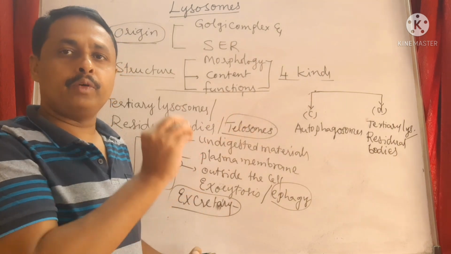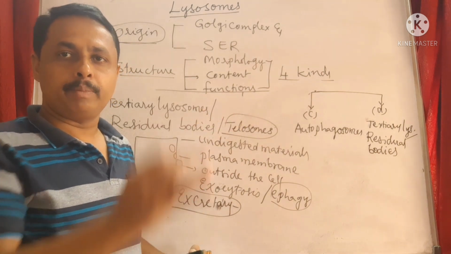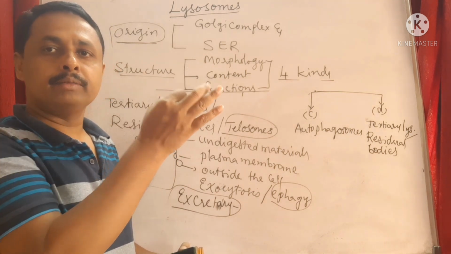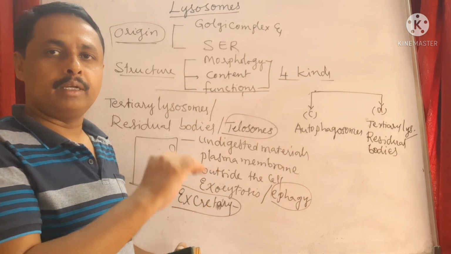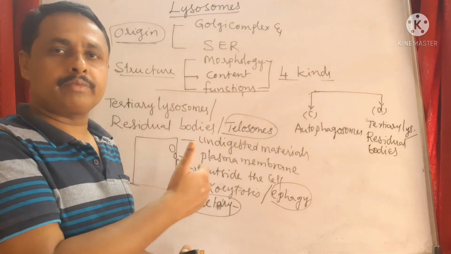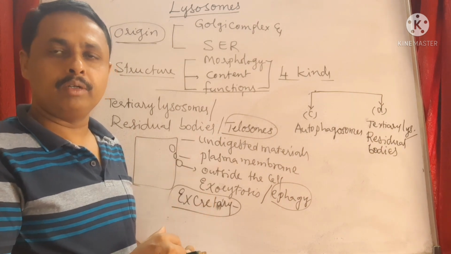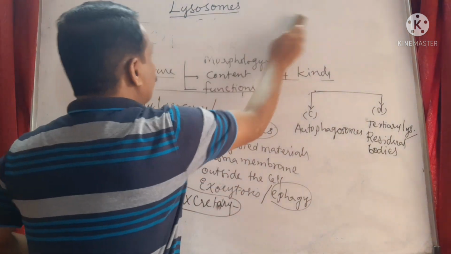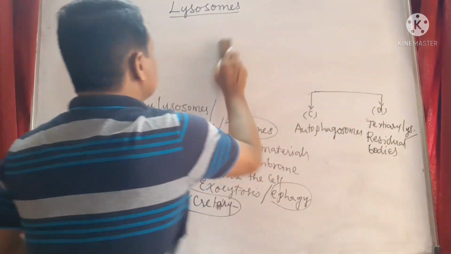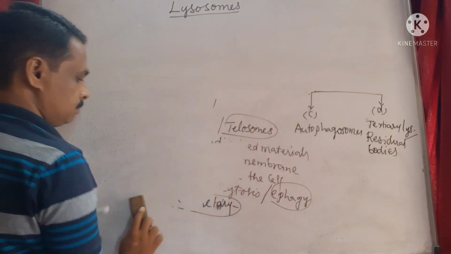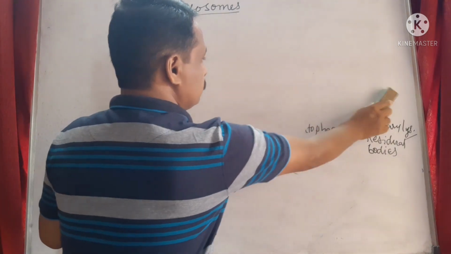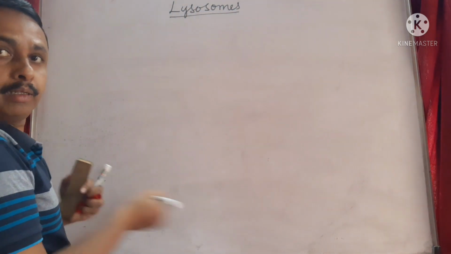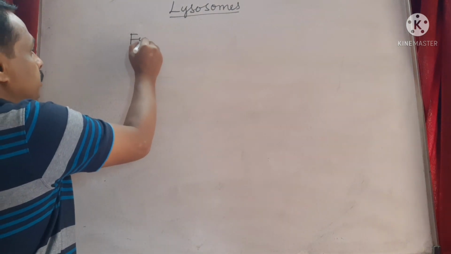So these are the four kinds of lysosomes: primary lysosomes, secondary lysosomes, autophagosomes, and tertiary lysosomes. And we just discussed the characteristic features and functions also. Now let us discuss the functions of lysosomes.